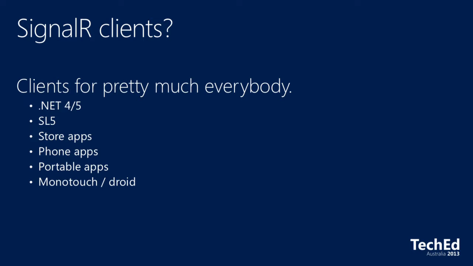SignalR clients: it doesn't matter what type of app you have, there's probably a client for you. Especially in the .NET space, I think there's very good coverage. So .NET 4.5, Silverlight 5, if that's still around. Store apps, Windows Phone apps, portable apps, like portable libraries. And also MonoTouch, MonoDroid. And I think in Brady's session earlier, he mentioned iOS when they get time to write it. Who knows? But they seem to be always expanding, so there are more and more libraries coming out all the time.